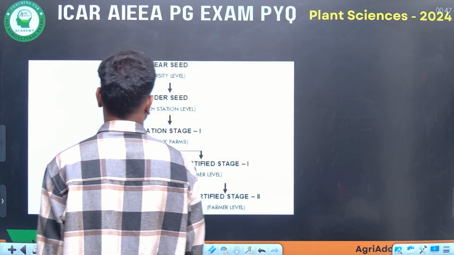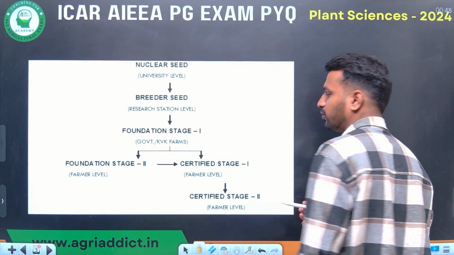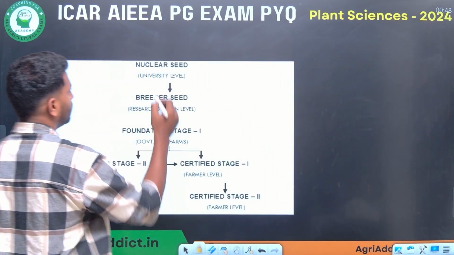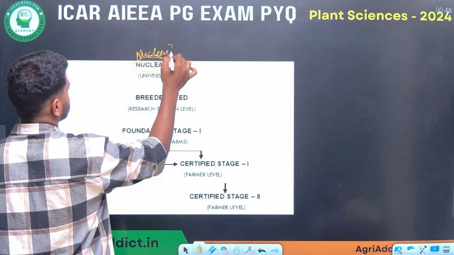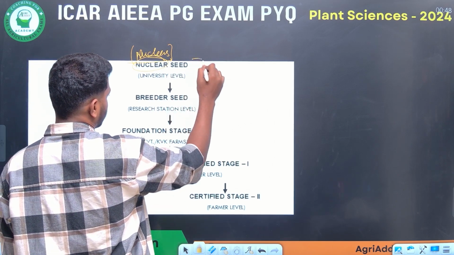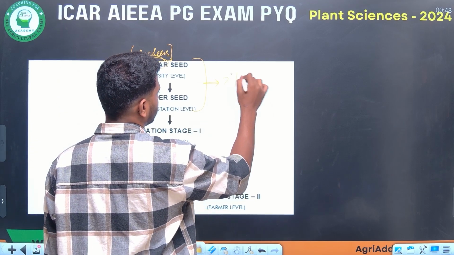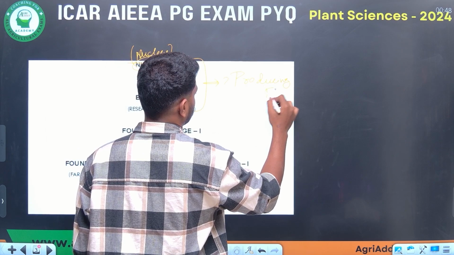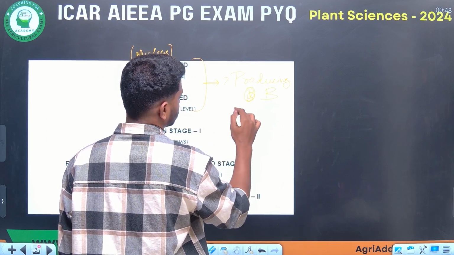Okay, the next question. But before that, I have also included some important information regarding the same. I'll explain this. So what is important for your exams? Here, this is nuclear seed. Other than what I had discussed in the question, what other things do you have to remember? See, the nuclear seed and the breeder seed, who is going to produce these? These are produced by the producing breeder or the sponsored breeder.